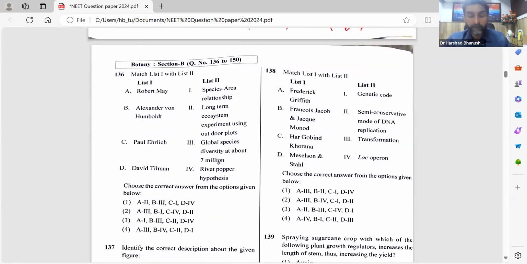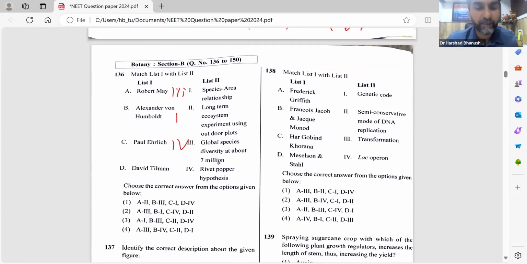Now, Robert May was responsible for giving the conservative figure of 7 million, which is A of Mark 3. Alexander von Humboldt was responsible for giving you the species-area relationship graph, that is B1. Paul Ehrlich was responsible for your rivet popper hypothesis. So C would be 4. C would be 4. That's correct.